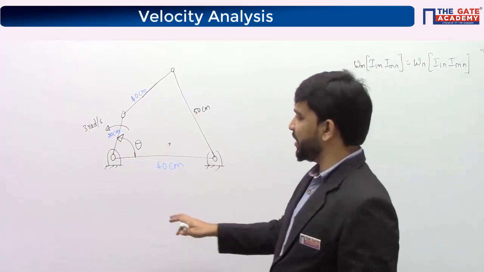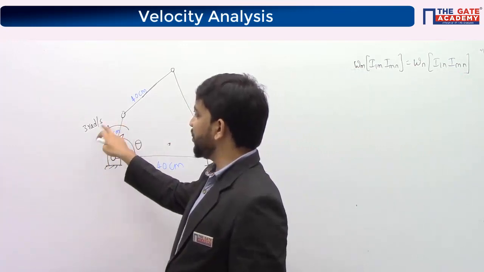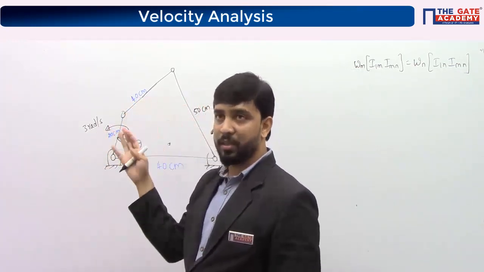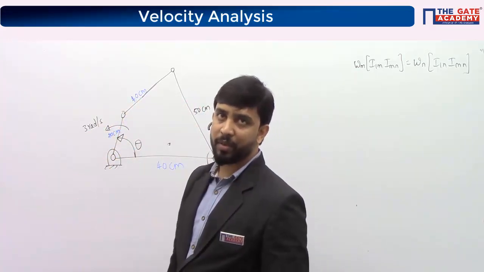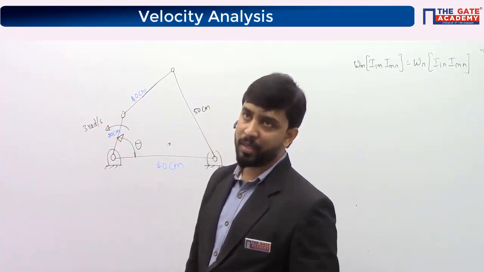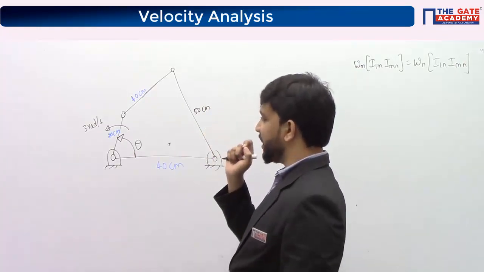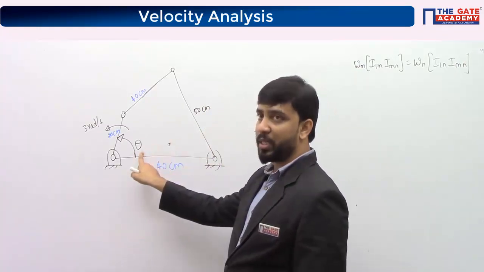But in the question, he told that the velocity of this link is uniform, so it remains the same all the time. But other velocities will be changing, okay? At different instances, they will be different, depending upon the location of eye centers. So he is asking us to do velocity analysis at an instant when theta is 180 degrees.